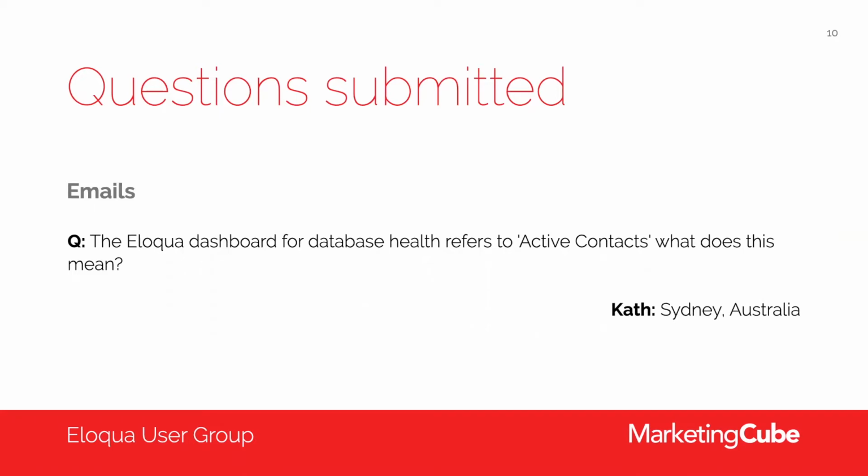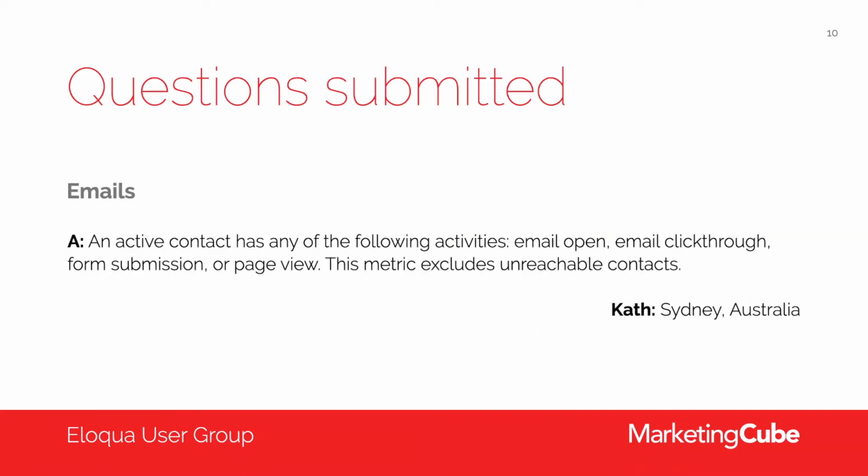We managed to find the answer in the Help Center. Anyone that's been working with me for a little while knows what a proponent of the Help Center I am. So an active contact has any of the following activities: an email open, an email click through, form submission, or page view. And the metric does exclude unreachable contacts, so unsubscribes or hard bounces, etc.